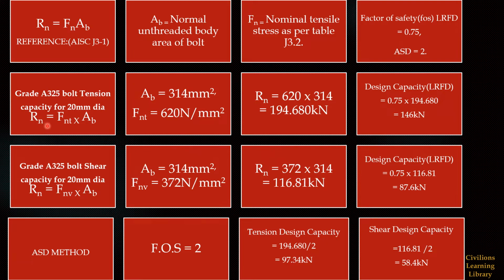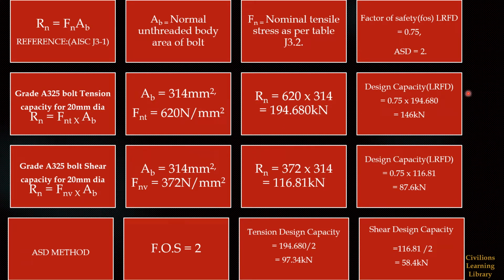So for calculating tensile strength, Rn equals Fnt into AB. This T stands for tensile strength. For a 20 dia bolt, the bolt area is 314 mm square. Fnt is 620 Newton per mm square for an A325 bolt. This value is taken from Table J3.2. So from this value we can calculate Rn. Rn is equal to 194.68 kilonewton.